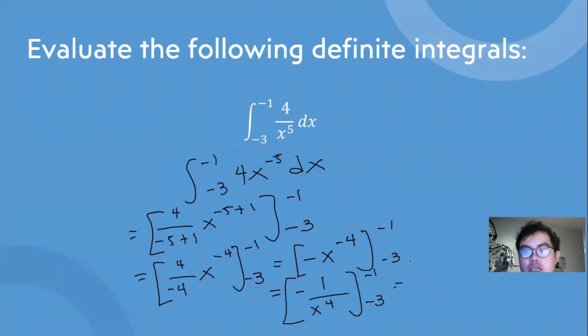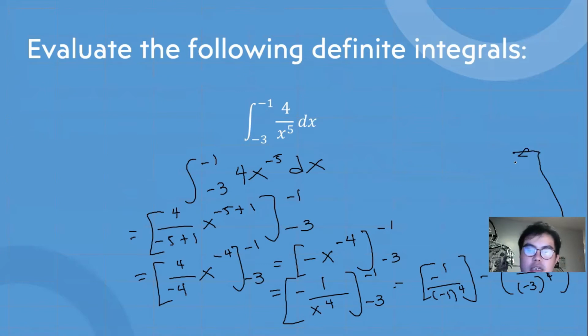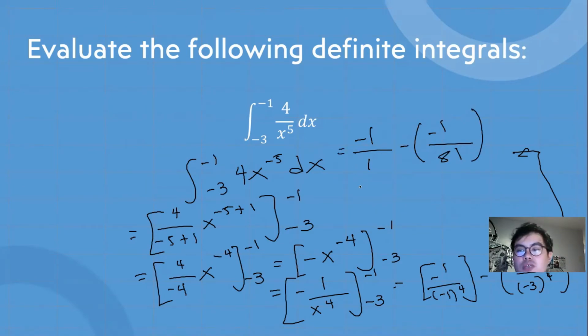So, ang mangyayari dito is we're going to substitute. So, negative 1 over negative 1 raised to the power of 4 minus negative 1 over negative 3 raised to the power of 4. Okay. So, dito po, negative 1 under the parenthesis raised to the power of 4 will become 1. Then, negative 3 under the parenthesis raised to the power of 4, it will become 81. So, simplifying it, negative 1 divided by 1 will become negative 1. Then, negative times negative, it will become plus 1 over 81.